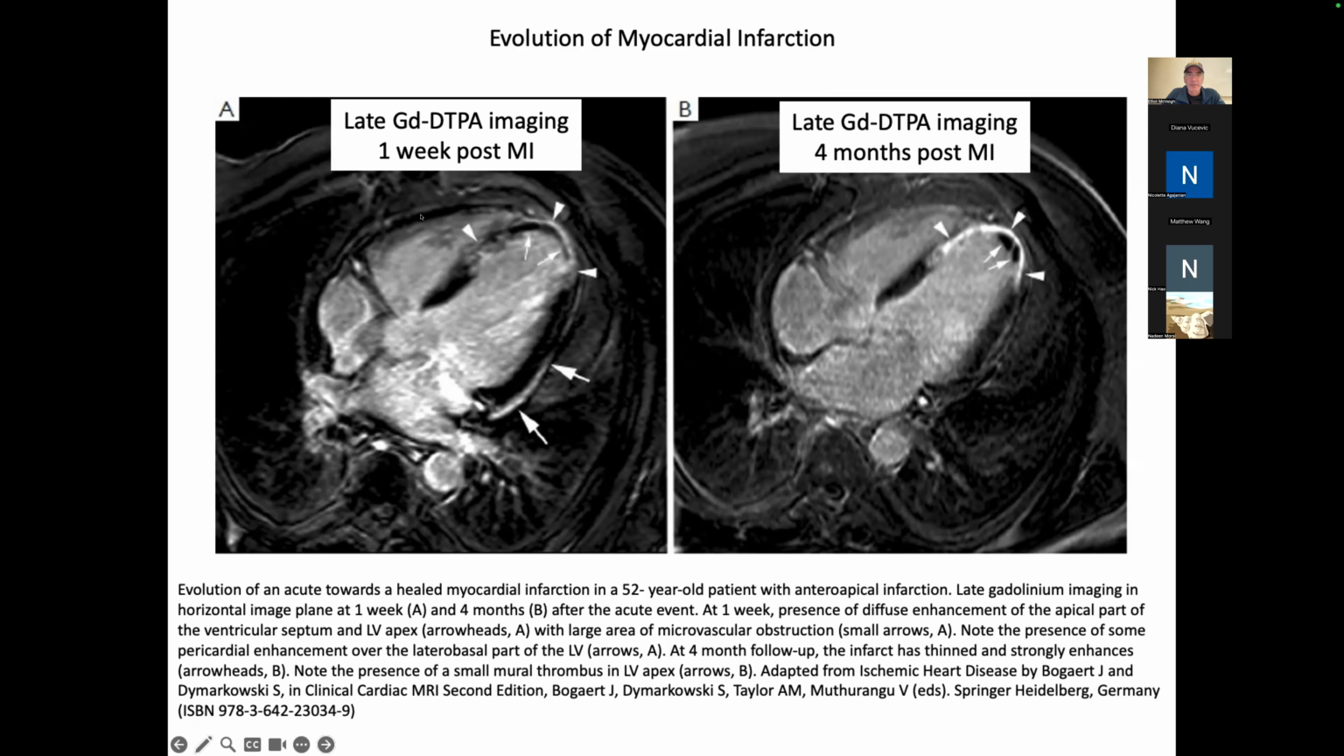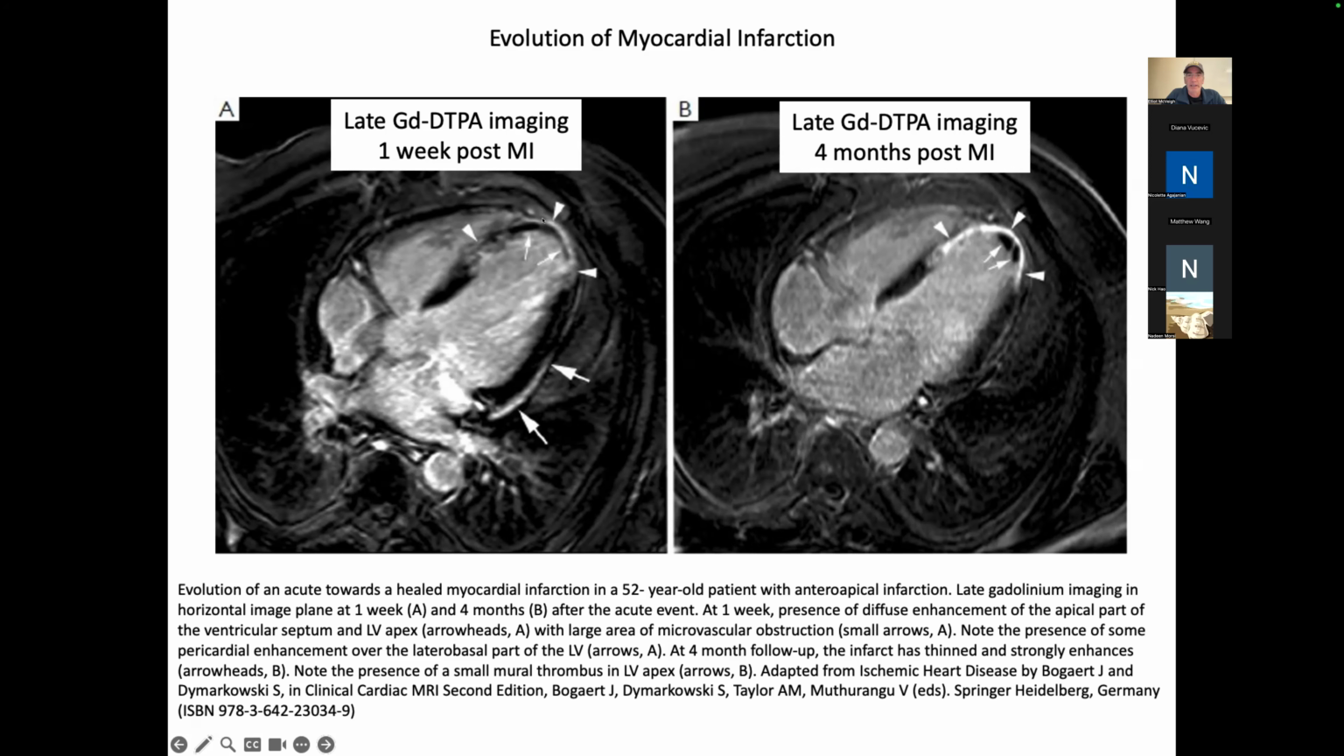1 week after this patient suffered a myocardial infarction, or a heart attack, to determine the status of the tissue post heart attack, you can do this type of exam, which is you inject contrast, gadolinium DTPA, it's called, and it will light up areas of myocardium that have undergone a metabolic challenge, let's put it that way. And so at the 1 week time point, we see a couple of features here.